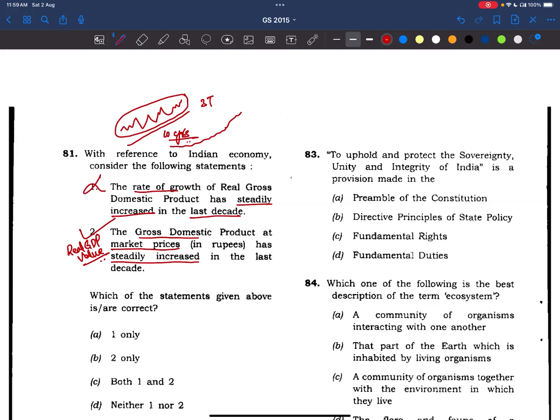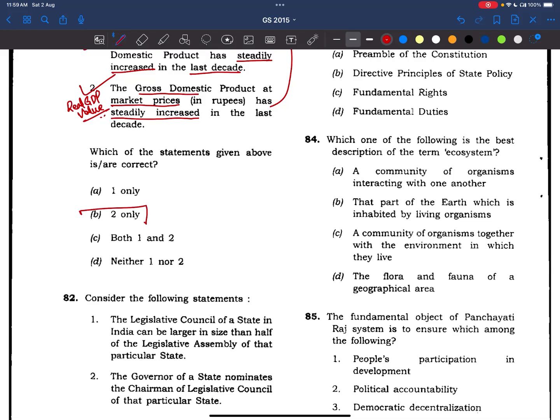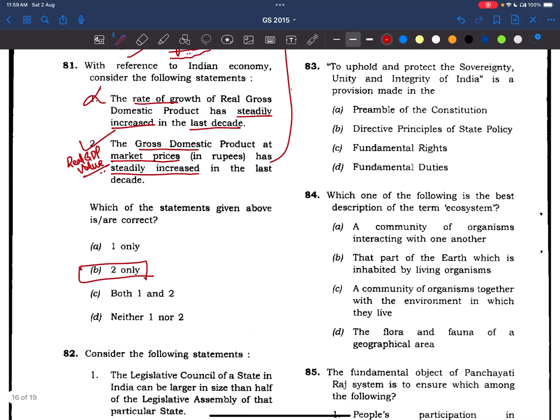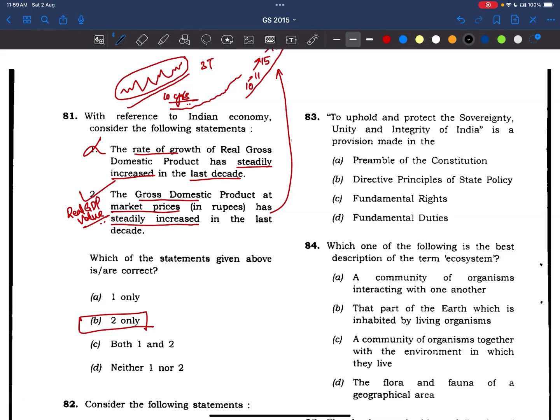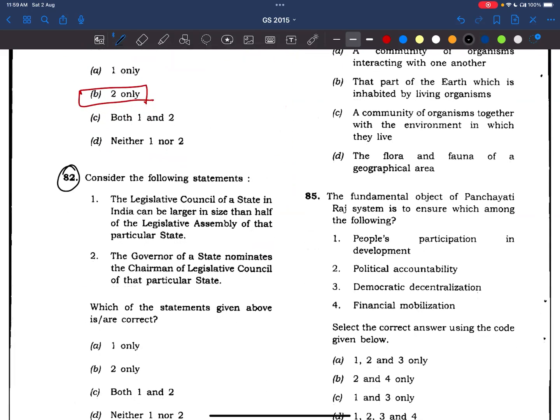Even if you have 10 rupees, it became 11, next 15, next 16. Here the growth is very less, here growth is very high, but the value itself is increasing. That's what he's asking in this statement. So the answer is 2. Now, what becomes important? We need to focus on GDP and national income accounting. Of course, UPSC has asked many questions in 2013, 2014 as well. We have already discussed that national income accounting becomes very important. So let's go to the second question, the 82nd question.